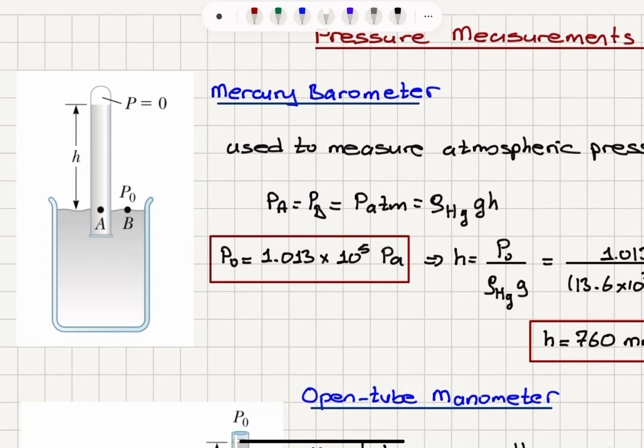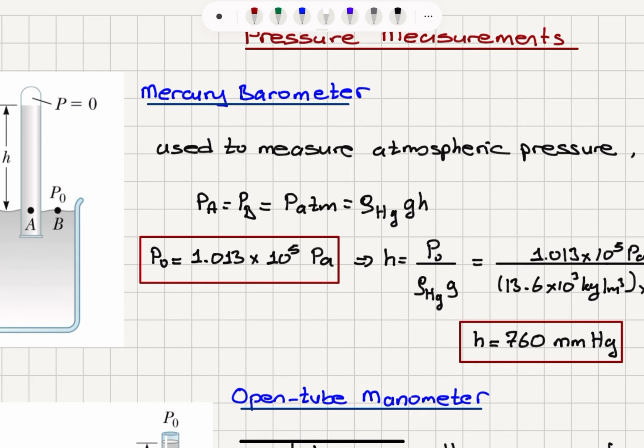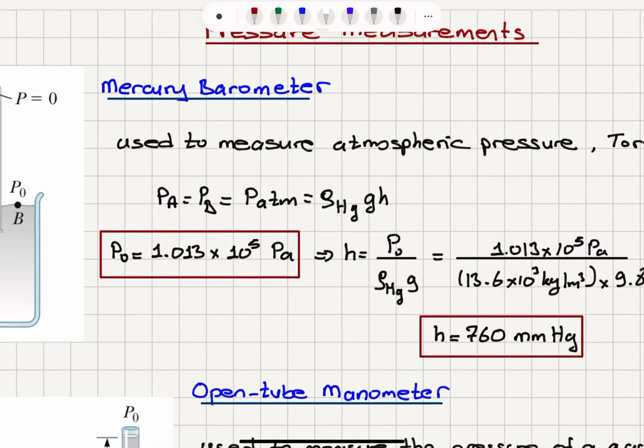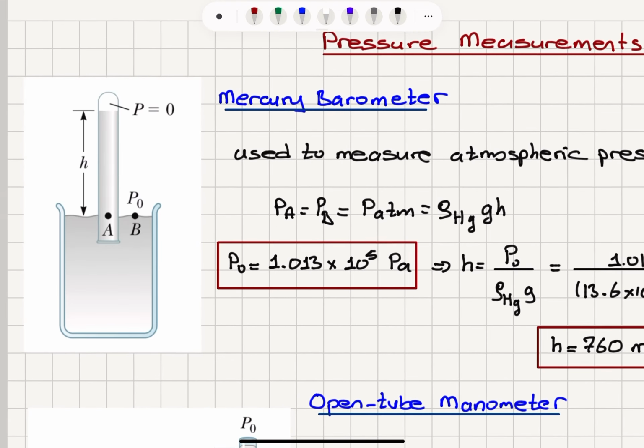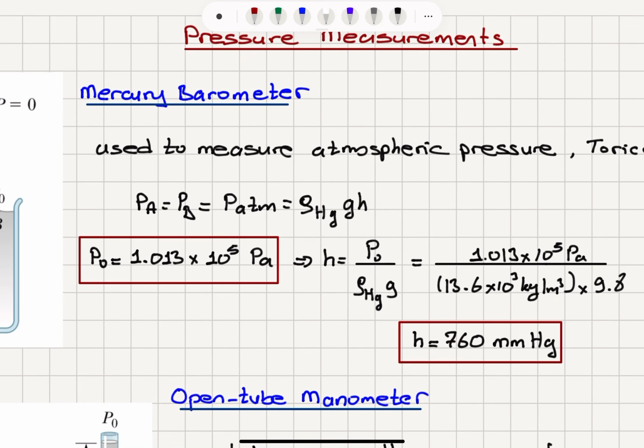It's due to the air outside. So this is basically used to measure atmospheric pressure, which has a value of 1 atmosphere, 1.013 × 10^5 pascals. So we can calculate h, the height of this mercury column, as P0 divided by rho g.